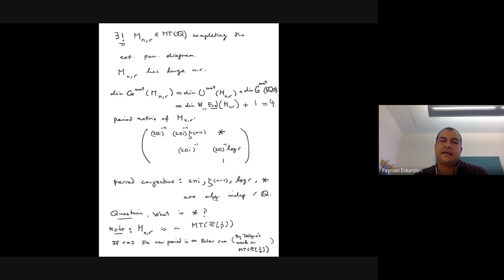And the question is that, so one comment I'm going to make right here is that, in particular, this says 2 pi i, pi, zeta(n-1), and log R. So forget about the star, even though really the interesting thing is the star. But forgetting about the star, these three have to be algebraically independent.